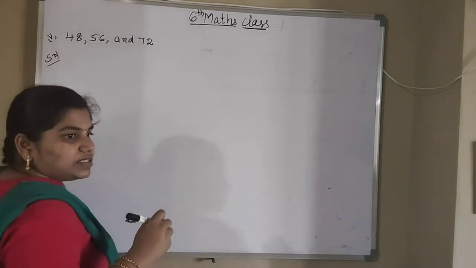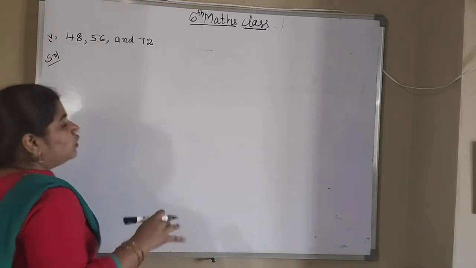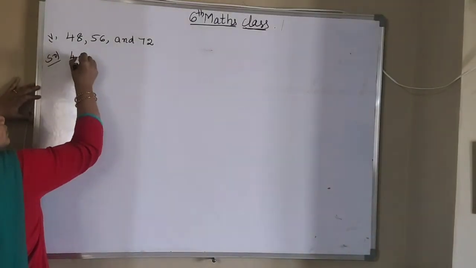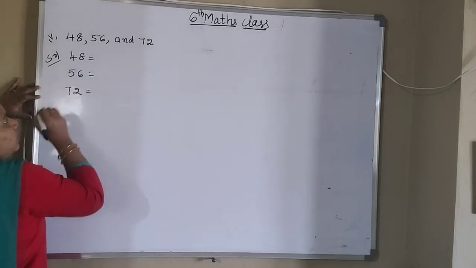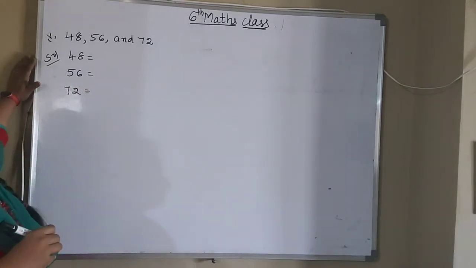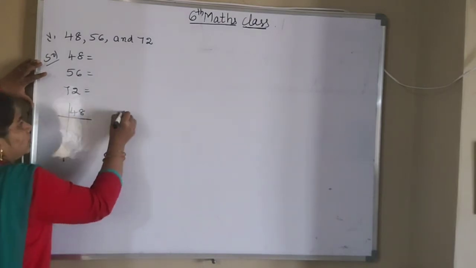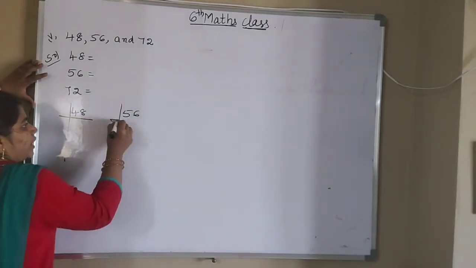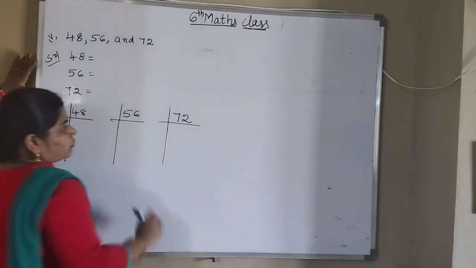Prime factorization means we only use prime numbers for factorizing the numbers. So first you write all the numbers individually. Now you start doing the prime factorization. 48 prime factors we have to find, 56 prime factors we have to find, 72 prime factors we have to find.